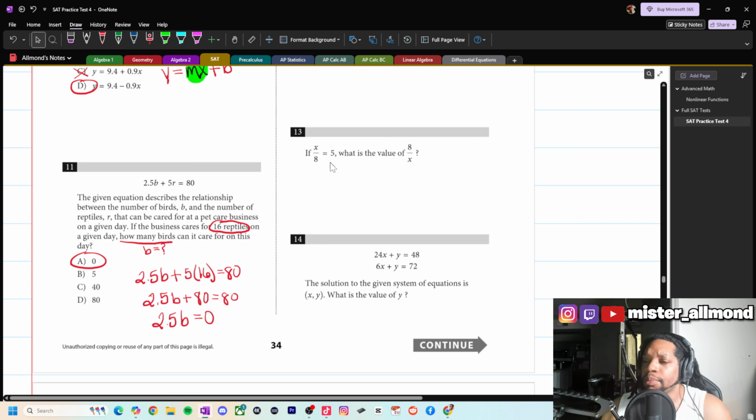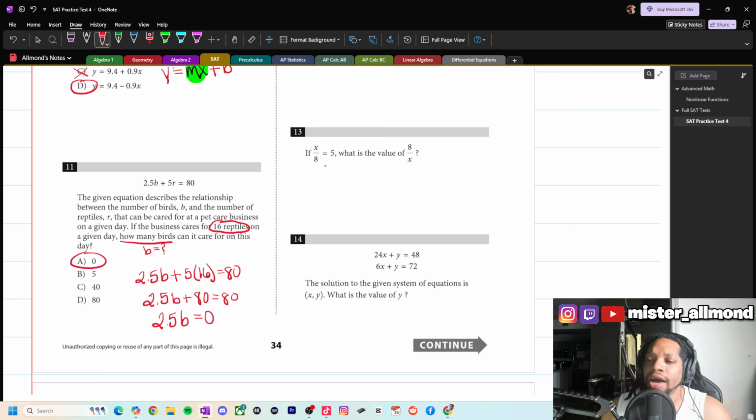All right, number 13. This one should be pretty straightforward. I don't know if people know this or not, but it says if x over 8 equals 5, I'm going to write it like 5 over 1.